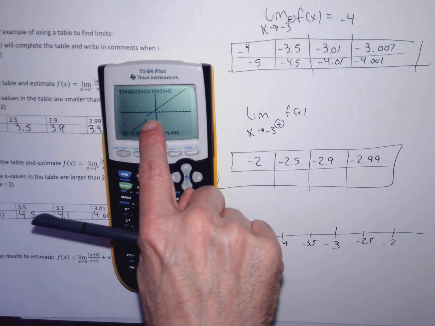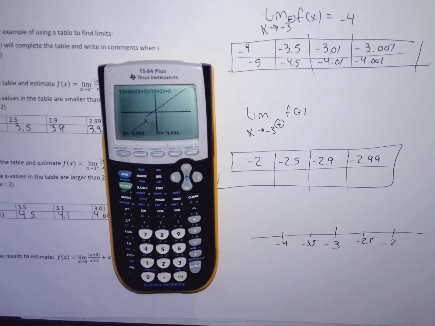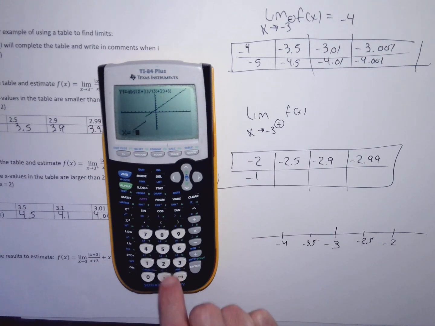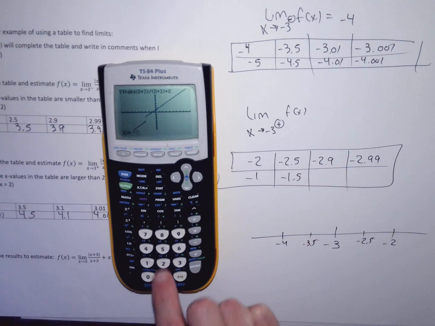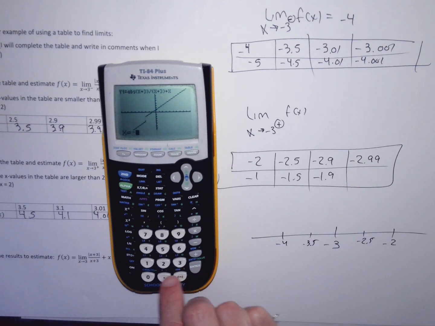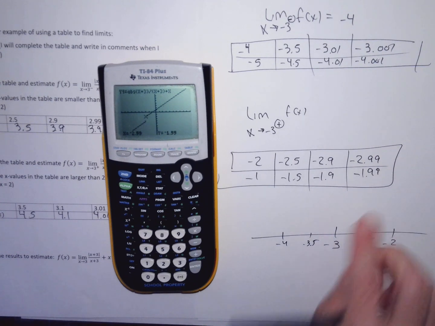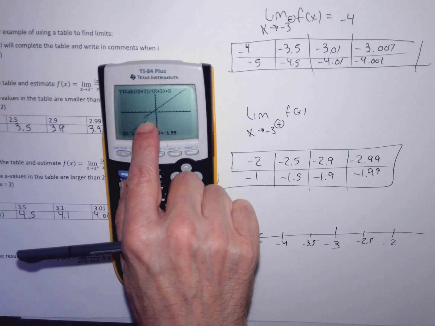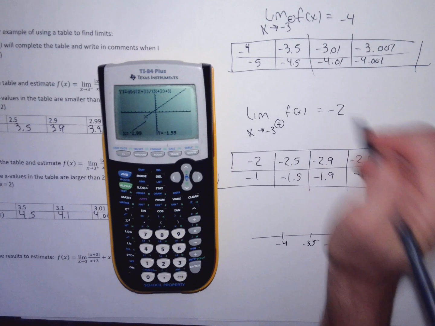The right-hand limit is going to be this value up there because they're going to approach from the north of that break. So when I plug in negative 2, I get negative 1. When I plug in negative 2.5, I get negative 1.5. When I plug in negative 2.9, I get negative 1.9. And when I plug in negative 2.99, I get negative 1.99. I think those are getting closer to negative 2. In fact, you can see that point right there that it's almost on is probably the point negative 3, negative 2. So my right-hand limit is negative 2.